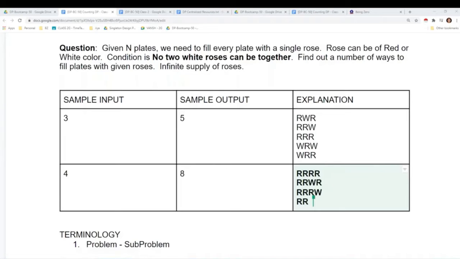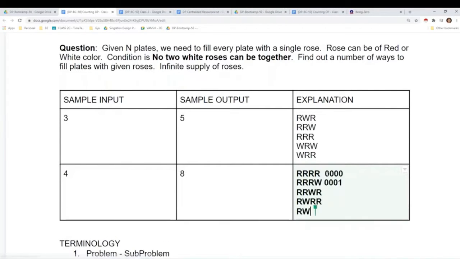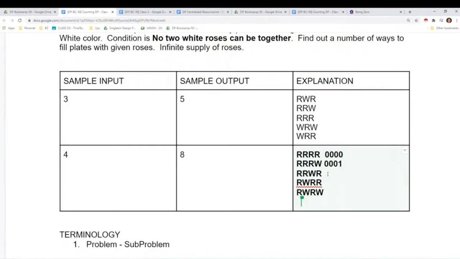In fact, this problem is a twisted form of a question about binary patterns, which have zeros and ones. If I see R as 0 and W as 1, then these are binary numbers: this is 4 zeros, this is 0, 0, 0, 1, this is WR, which is 1, 0. 1, 1 I cannot keep because two W's will come together, so that pattern will be ignored. So this is 1, 0, 0, RW, 1, 0, 1, 0, 0, 1, 0, 1.